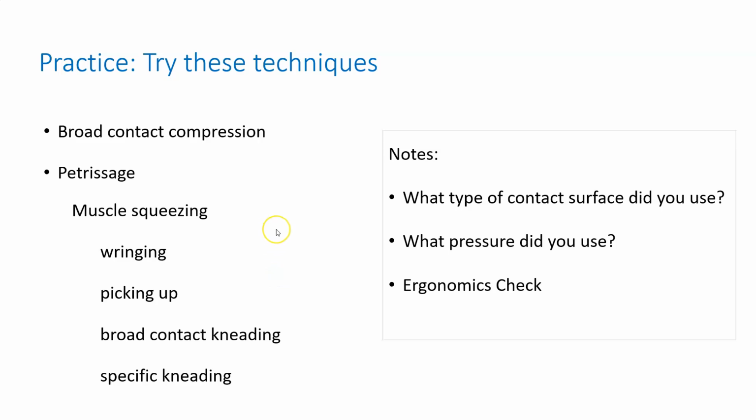So in practice, and of course, these are the techniques, you're going to use them all when you're in the lab setting, petrissage, muscle squeezing, ringing, and so forth. And you have to think of what contact surface did you use when you were placing your hands in it? What pressure did you use? And then, of course, you need your fellow peers, maybe the client on the table, possibly your lab person, to look at your ergonomics, to check in and make sure that you're doing them correctly.